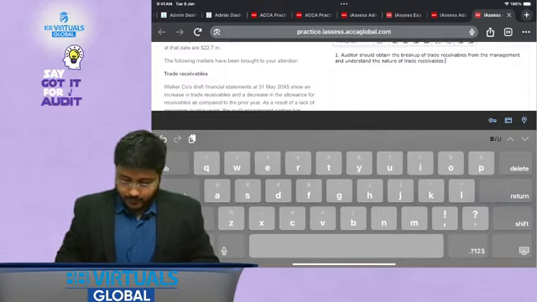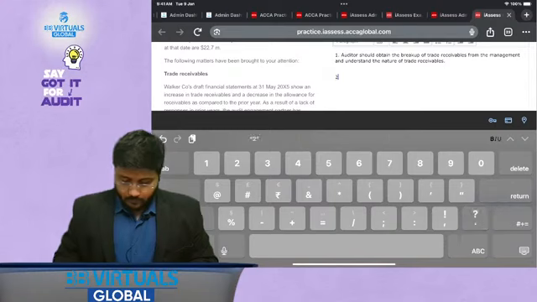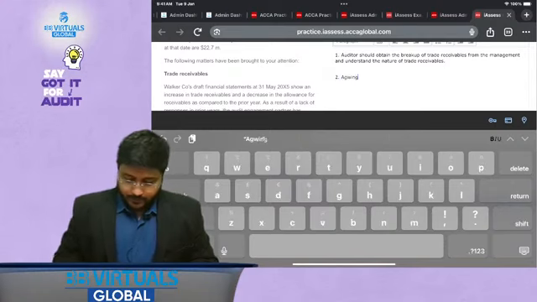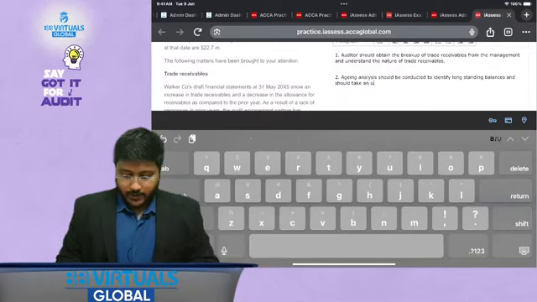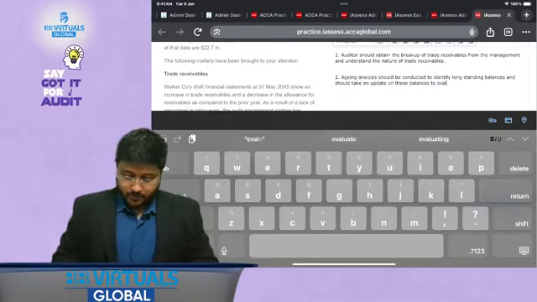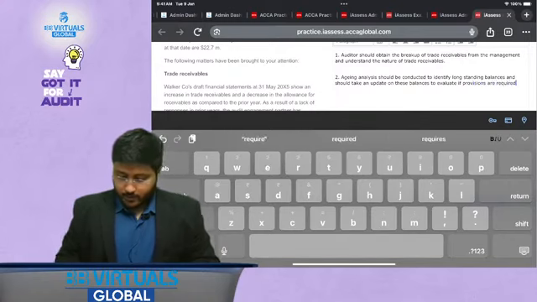Then aging analysis should be conducted to identify long standing balances and should take an update on these balances, whether they would be payable or not, or whether we need to evaluate if provisions are required. Okay, that is one thing.